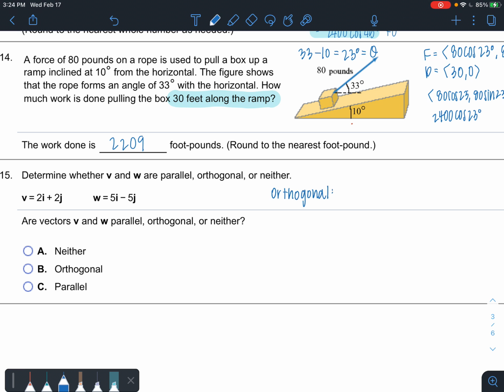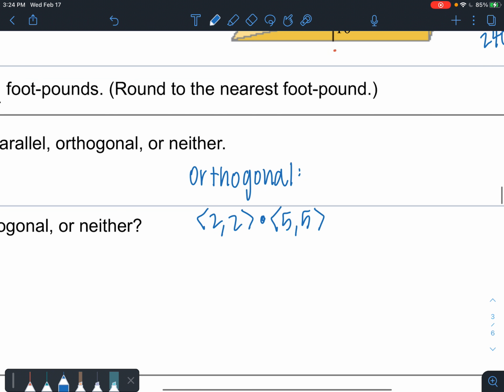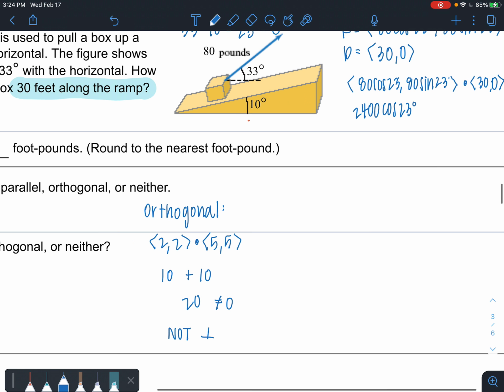What I'm going to do is find their dot product. And if it comes out to equal 0, then it's orthogonal. So I'm going to do 5 times 2 is 10, 2 times 5 is 10. I get 20, which is not equal to 0, so not orthogonal. All right, let's do the test for parallel.